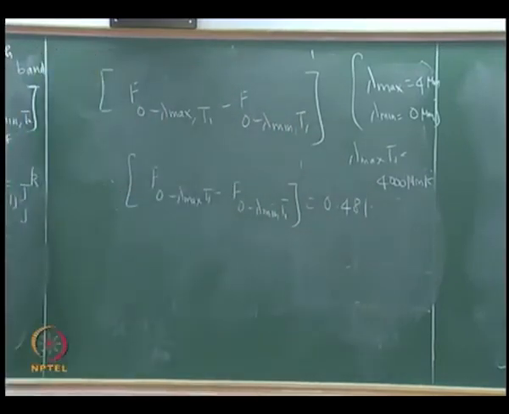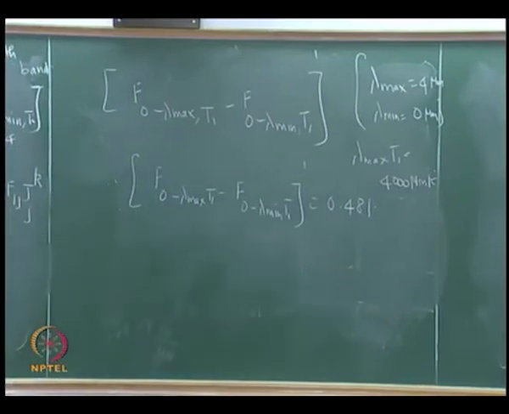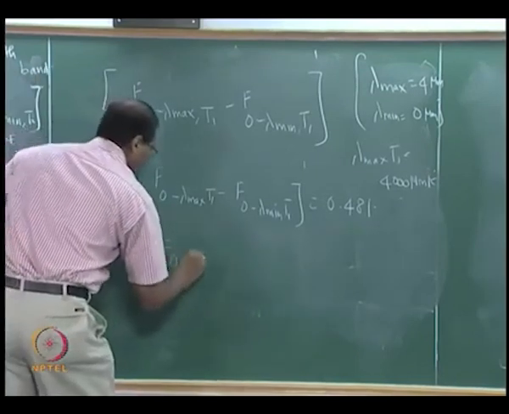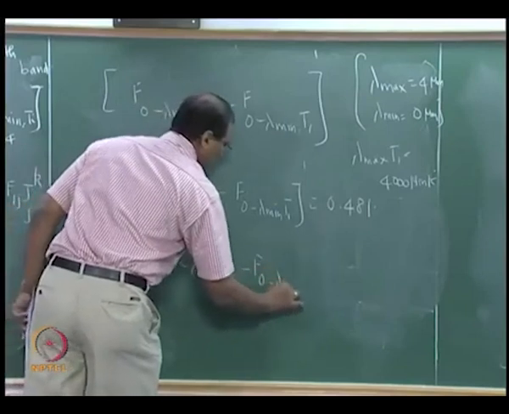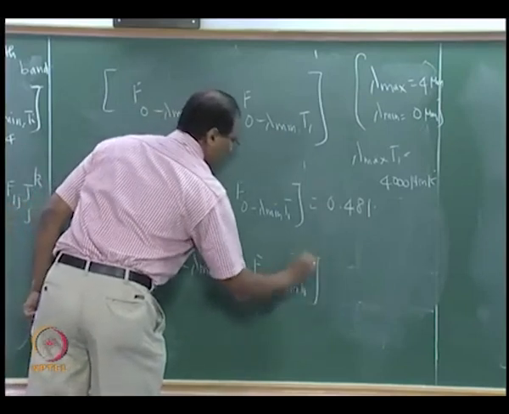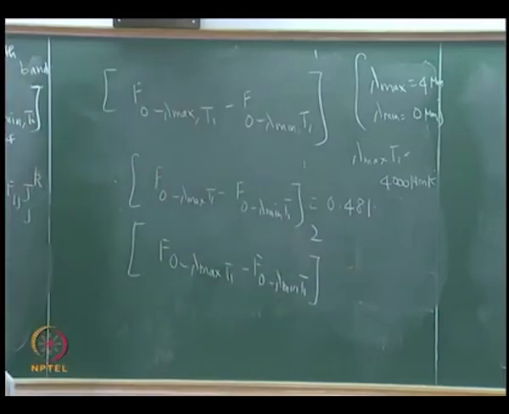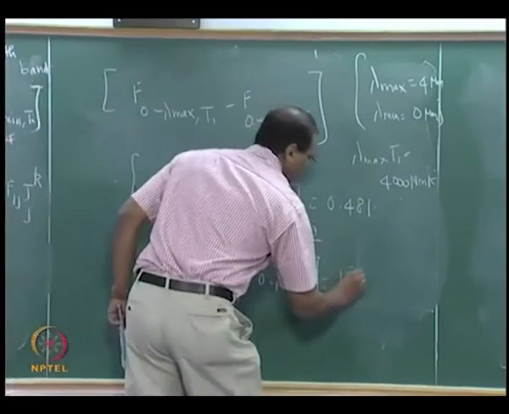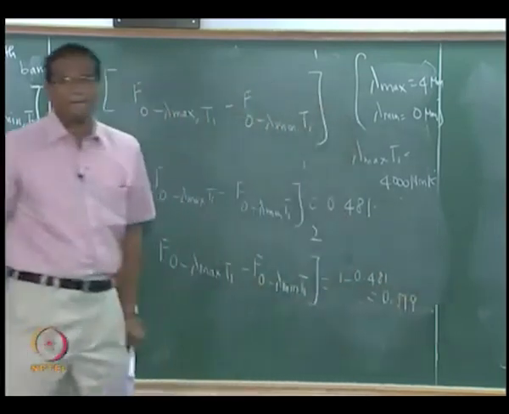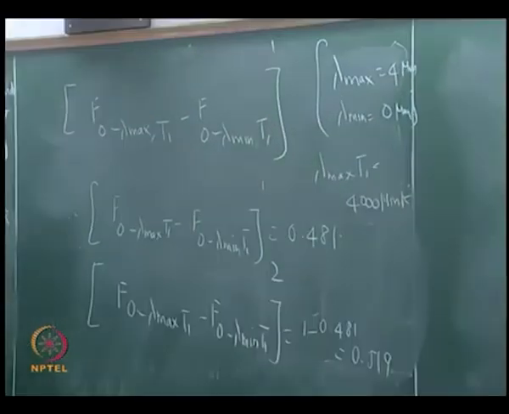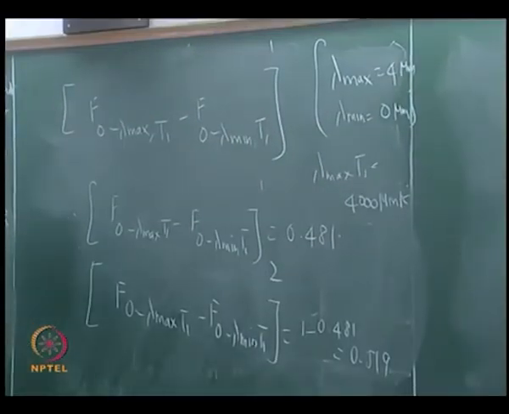Fine. First surface, band 1, you got the F, correct, 0.48. Then there is no need to calculate this, it is automatically 1 minus, correct, 1 minus 0.48. I hope everybody is following this.